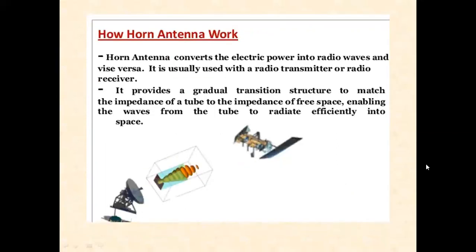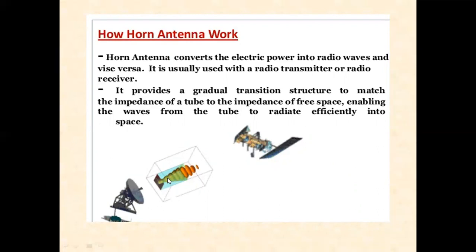So how does a horn work? A horn antenna converts electric power into radio waves. The horn antenna is located here. This is a parabolic dish, one important application. The horn is located at the focus point of the parabolic dish. It converts electric power into radio electromagnetic waves. When we feed the cable here, it is converted into electromagnetic waves, and they go toward the structure of the parabolic dish and are reflected by the dish, and there will be a radiation in a particular direction.